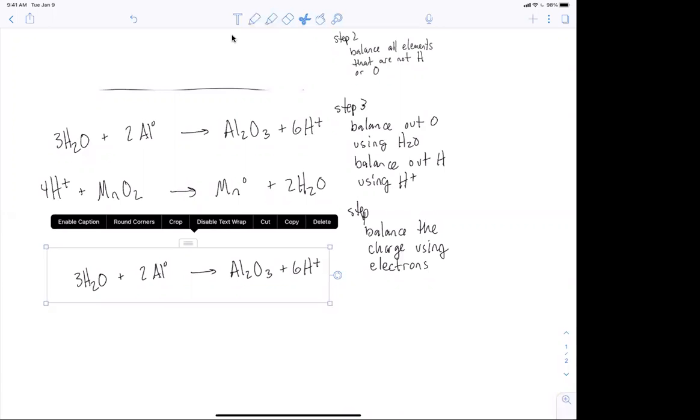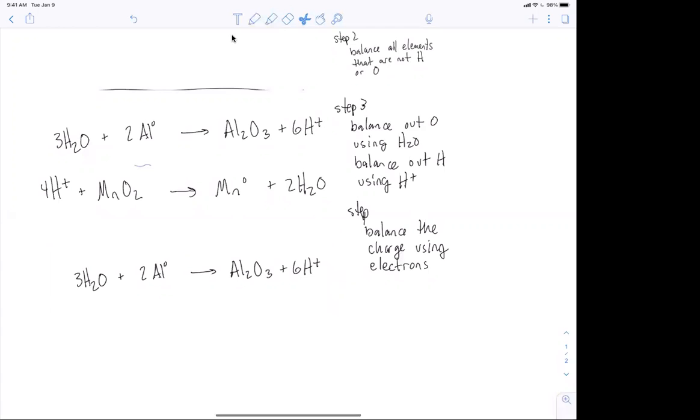All right, so you want to take the left-hand side of the equation and the right-hand side of the equation and compare the charges for them.